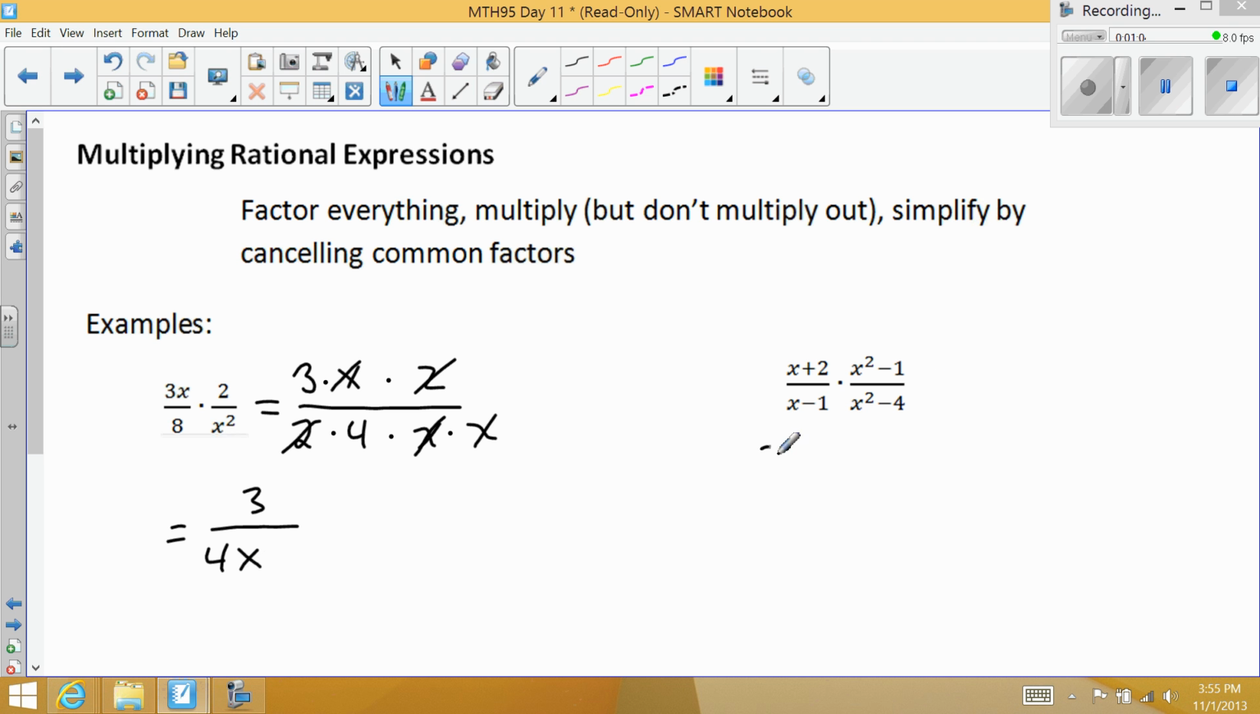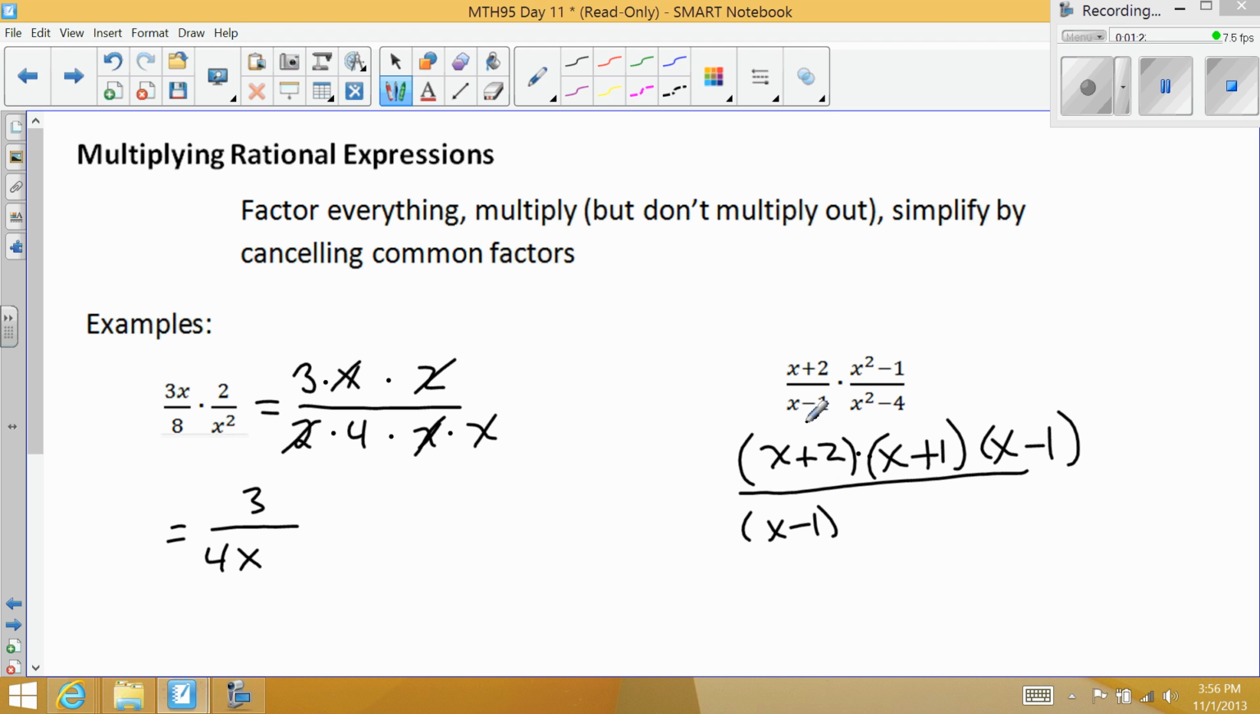This expression over here, we can't do much with the x plus 2. Let's see, it needs parentheses there. The x squared subtract 1 I can factor to x plus 1, x subtract 1. That's our difference of squares. Down in the denominator, I have an x subtract 1 that was already here, times, and then the x squared subtract 4 is also a difference of squares, and it's going to factor to x plus 2, x subtract 2.